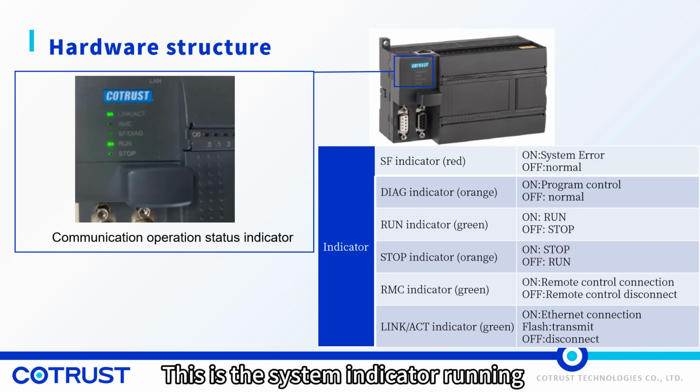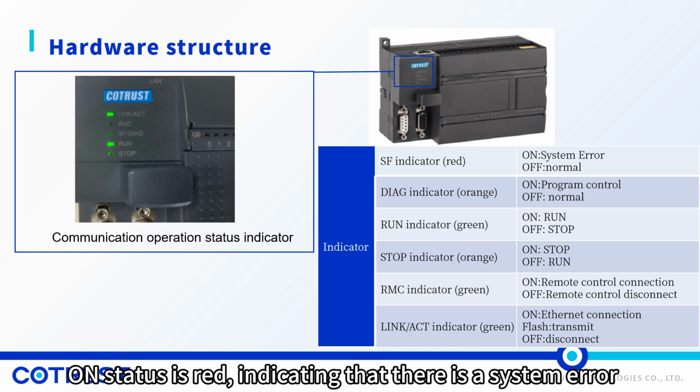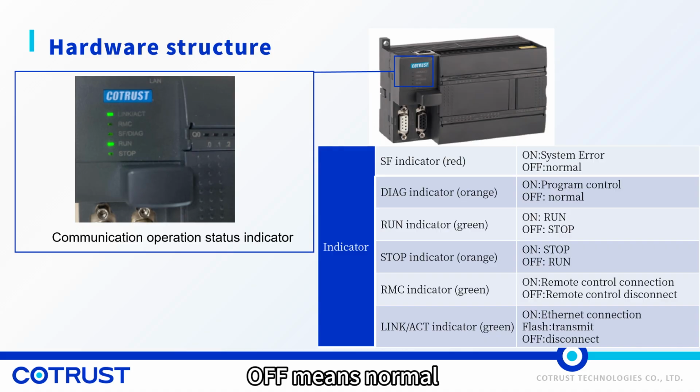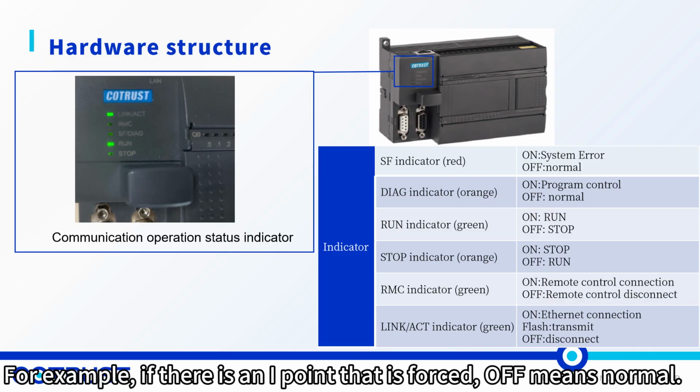This is the system indicator running. The SF indicator is a system error indicator. ON status is red, indicating that there is a system error. OFF means normal. Diag indicator on status is orange, indicating programmed control, for example, if there is an I point that is forced. OFF means normal.